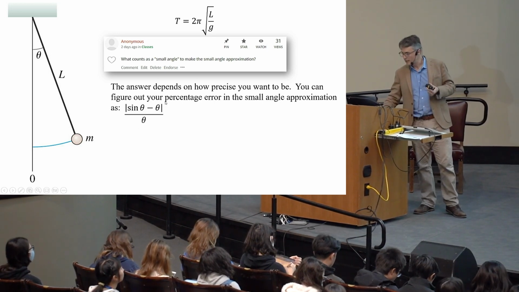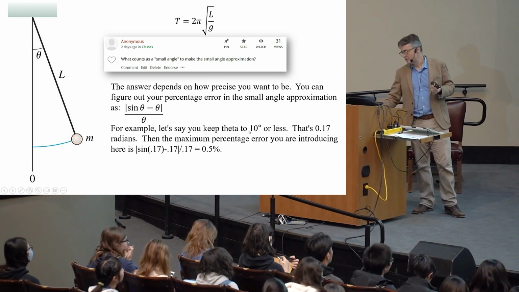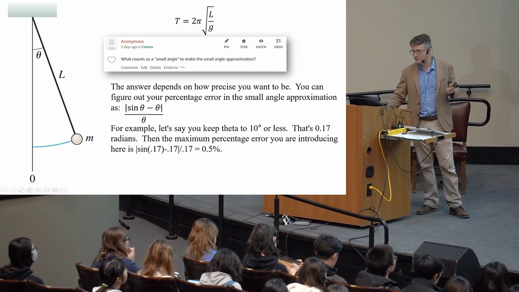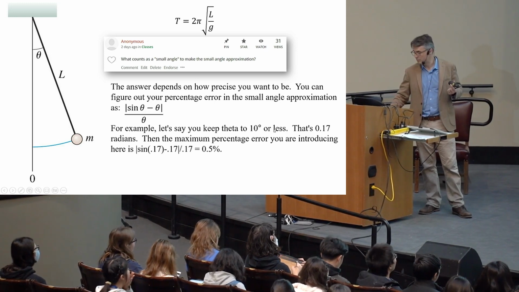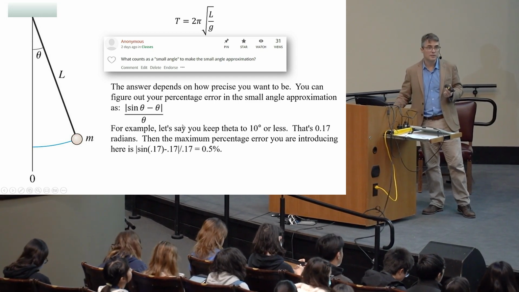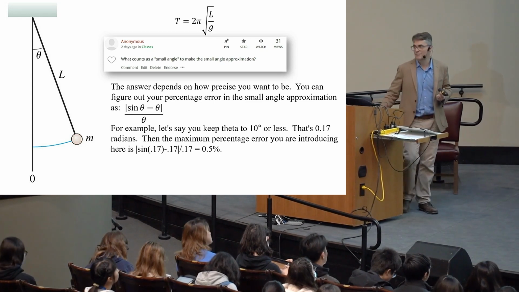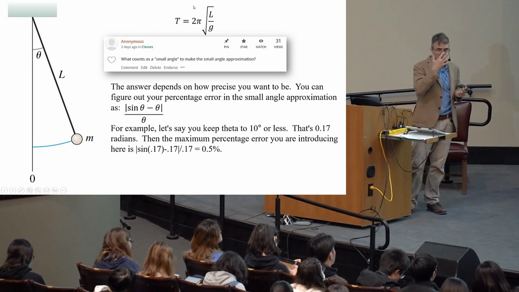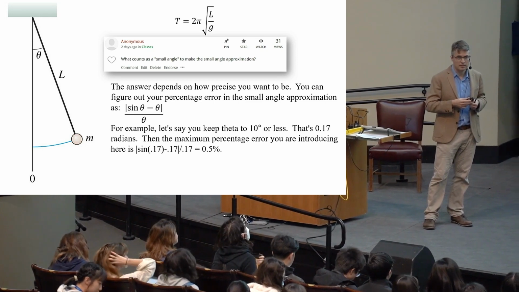So let's say the maximum, let's say you keep theta to like 10 degrees or less. In that case, what is the percentage error in doing that? Well, first you have to convert to radians. So I think 10 degrees is 0.17. So sine of 0.17 minus 0.17, divided by 0.17, you get 0.5%. That tells you how wrong maybe your period would be, or anything that you compute if you assume simple harmonic motion for this pendulum.